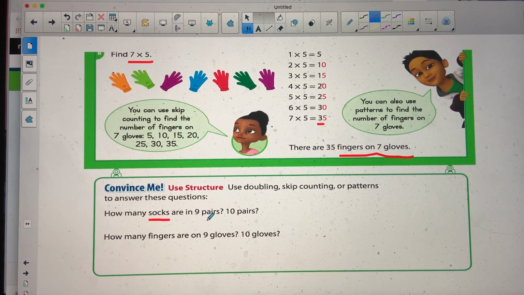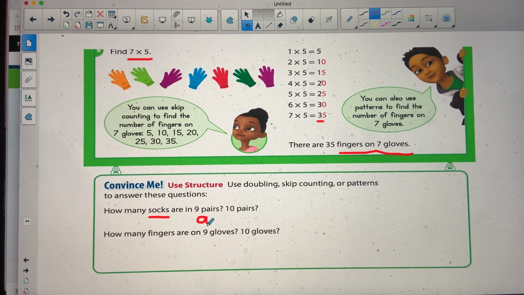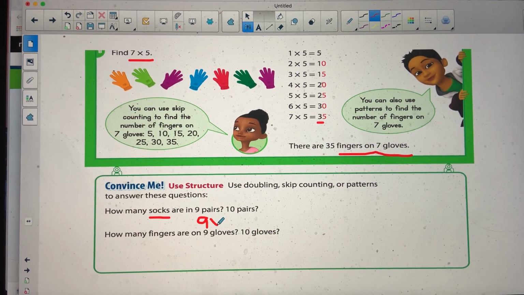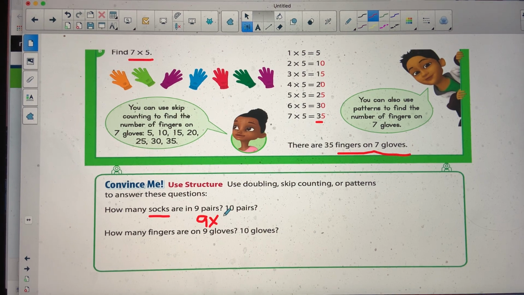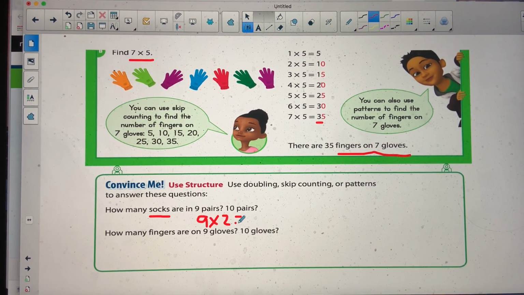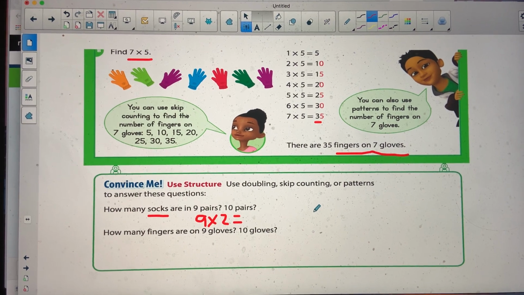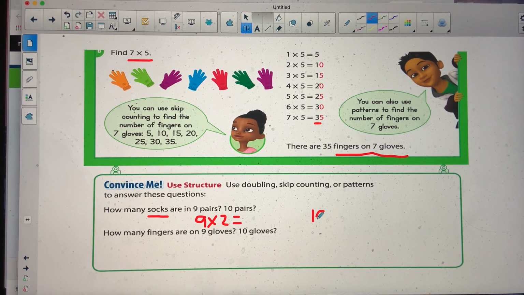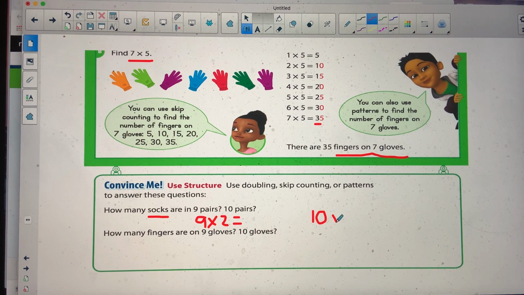And here, if I know there's 9 pairs, that means I'm doing 9 times, since socks come in a pair of 2. So 9 times 2. And I'll get my answer. And then for 10 pairs, I'm going to do 10 times 2 to get my answer. Okay.